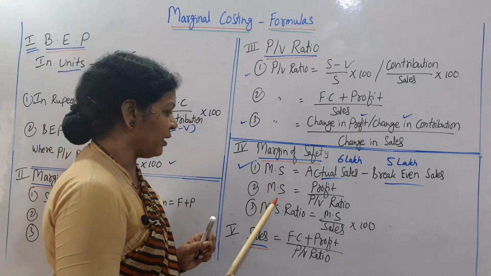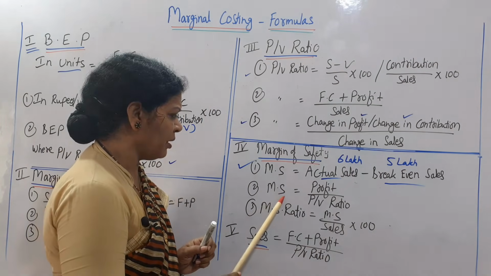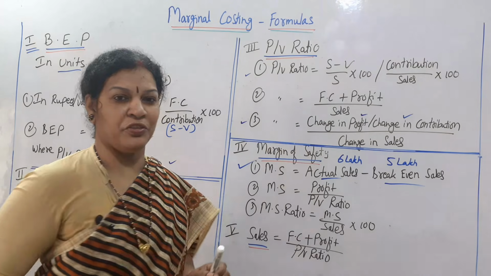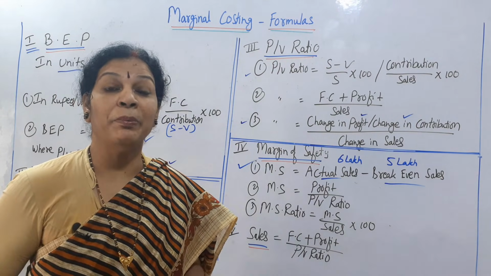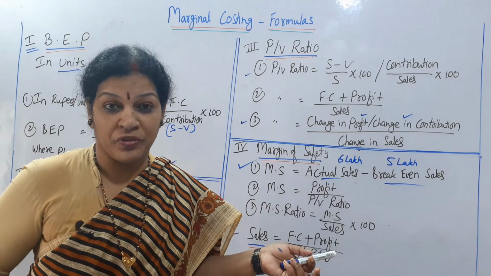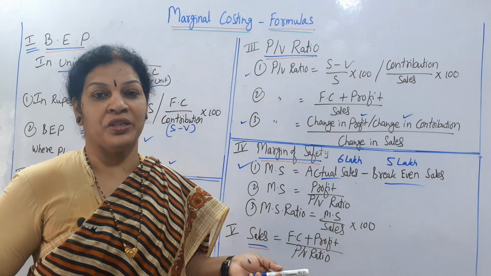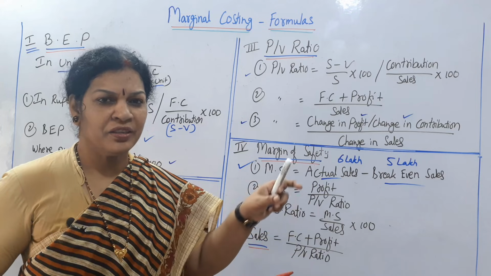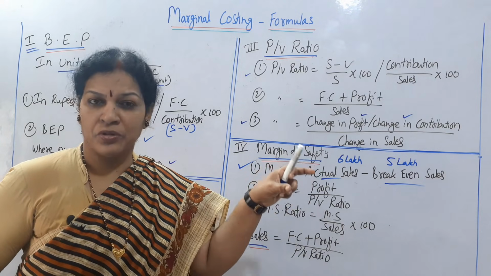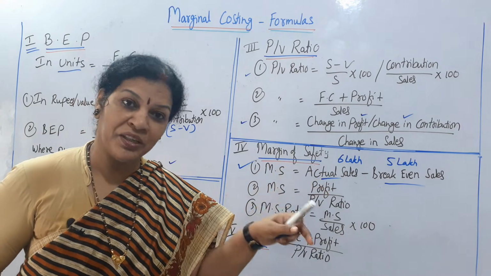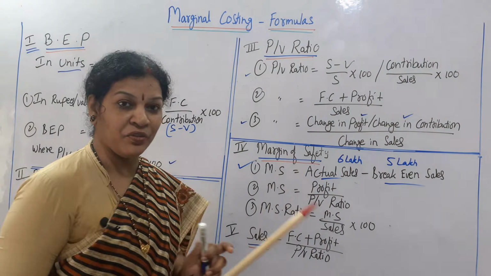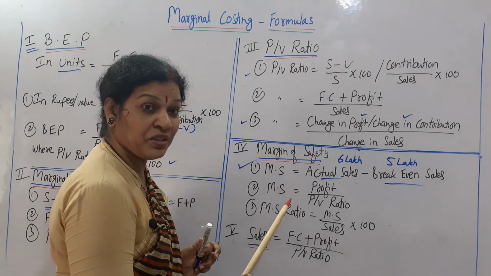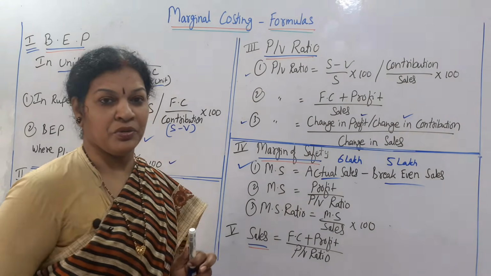And there is a second formula, which we can also use. Margin of safety is equal to profit by PV ratio. If you get two years' profits, only the recent profit we are going to take. Are you getting it? If two years' profits are given, say 2020-21, we take the 21 profit only here. No confusion. So margin of safety, second formula: profit by PV ratio.